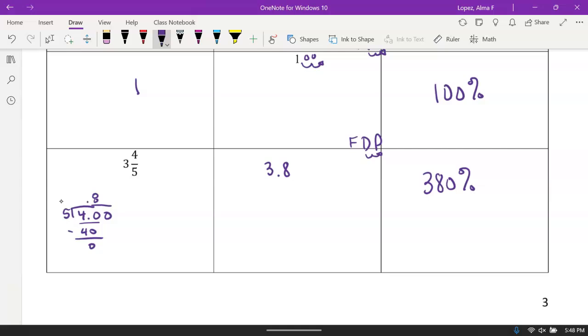Because you're going to take the 3.8 and move it 1, 2. There you go.